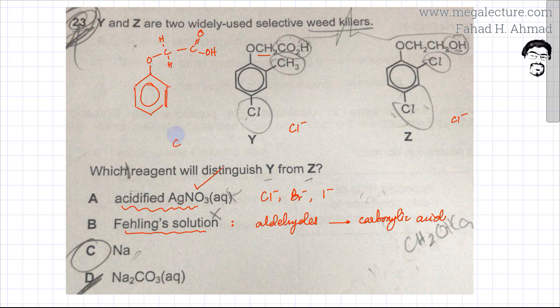Aldehyde group is this group, C double bond O and H. Now, this group is not present. It's missing. So Fehling solution is not going to give a result with either this molecule or this molecule. Moving to sodium, option number C. Sodium reacts with carboxylic acids.